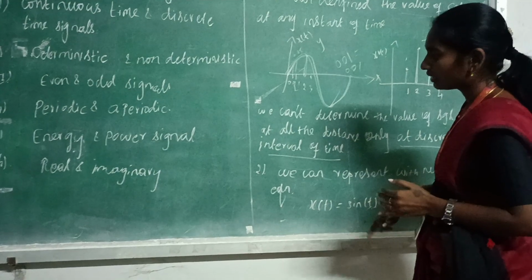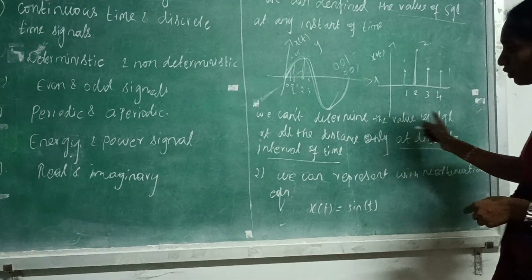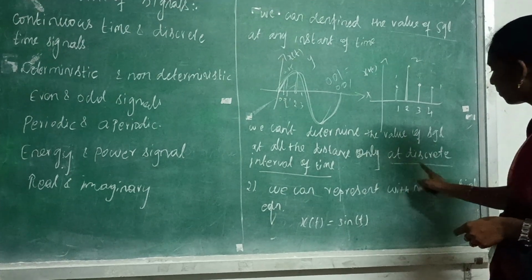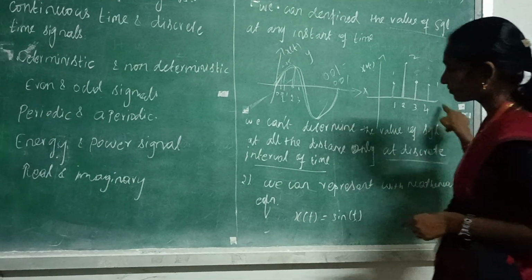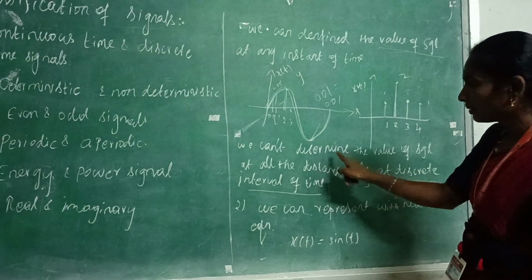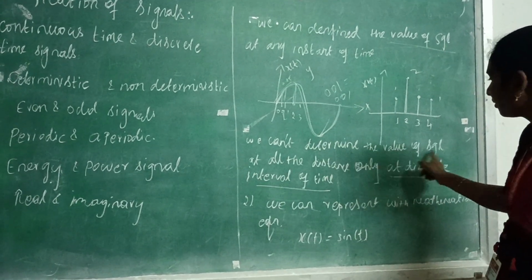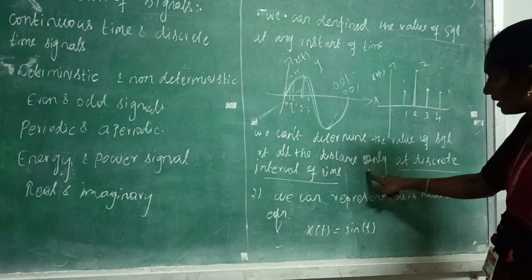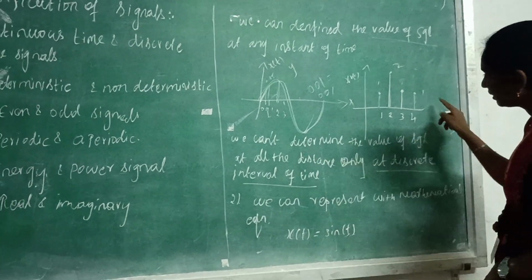So what is the discrete time signal? The discrete time signal is nothing but, we cannot determine the value of the signal at all instants, only at discrete intervals of time. So in here, one example is here. A discrete time signal will be defined as one where we determine the value of the signal not at all instants, only at discrete intervals of time.